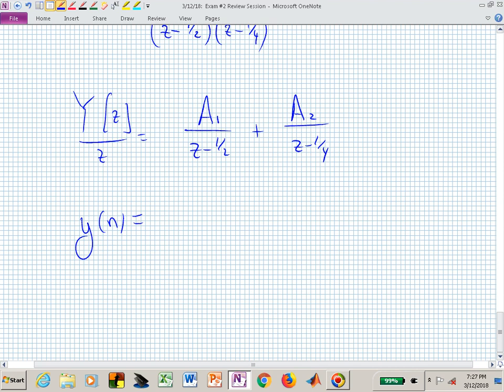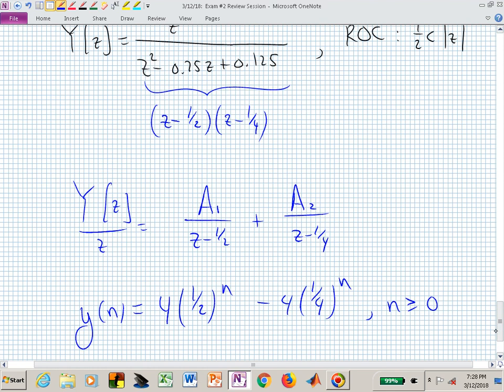And if you find the A1 and the A2, you can do that with the cover-up method. If you want, you'll find that that's 4 (1/2)^n minus 4 (1/4)^n, and it was associated with a causal waveform. Hopefully that's correct. If it's not, you can correct it and you know that I was wrong. That one you should be able to do very easily.